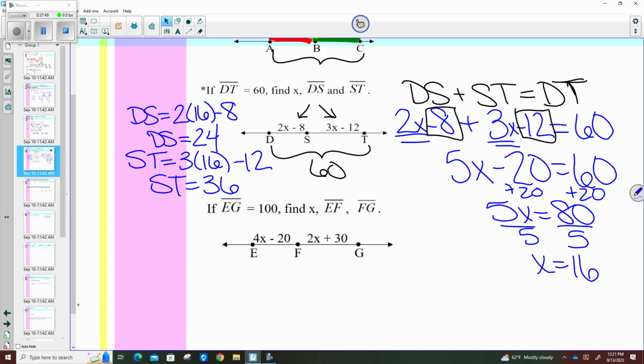Now, somebody new is going to tell me I got 3 times 16 minus 12. I'm seeing mental math going on. I got calculators. What do you got? How do I know if my answer is right? Add them together. Absolutely. What is 24 plus 36? 60. Beautiful. We did it right.